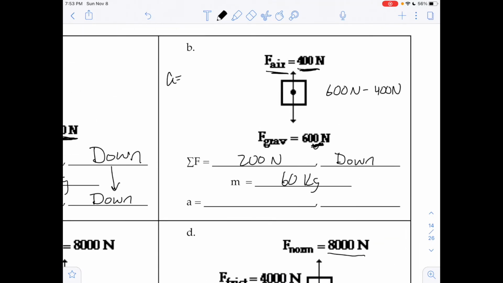Okay, again, acceleration is the net force over the mass. So here we found a net force of 200 and the mass is 60. And plugging that in, you get 2.3 meter per second squared, also down.